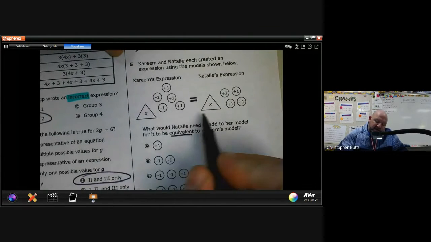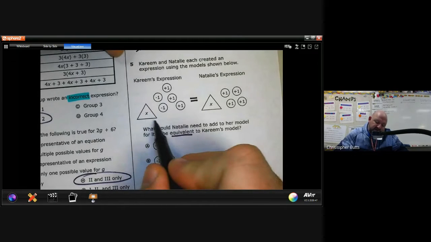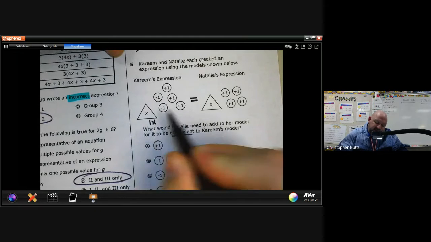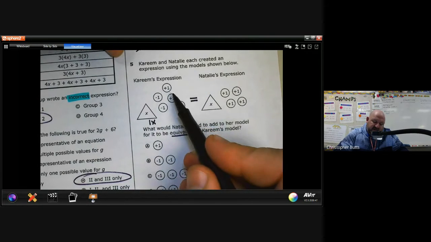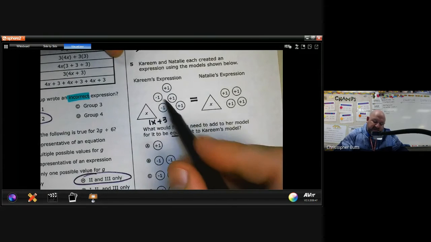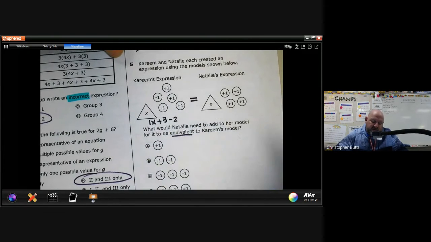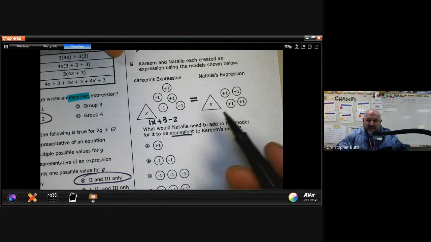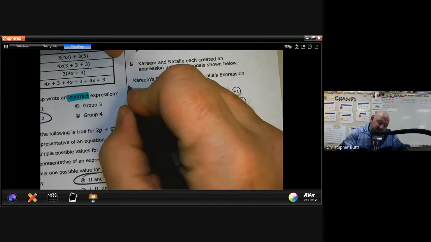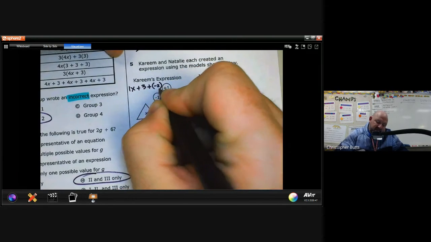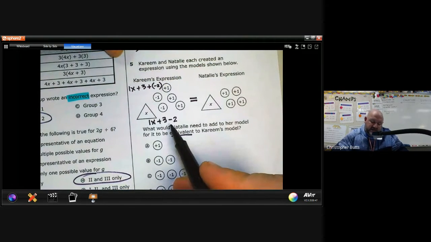So let's look at each picture. The first picture, we have x or 1x. There's one of them, so 1 times x. We have positive 1, positive 2, positive 3, so 1x plus 3, and we have 2 negatives, so minus 2. You could say 1x plus 3 minus 2. You could say 1x plus 3 plus negative 2. We talked about this yesterday, that these 2 things are the same, so 1x plus 3 plus negative 2 is the same thing as this down here.